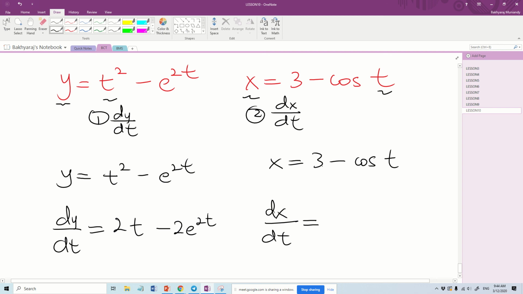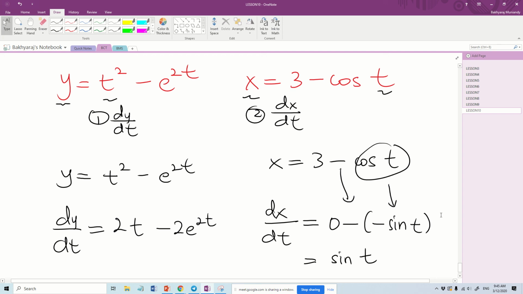What? So 3 differentiates to 0, minus, yeah, correct, negative sin t. Because the minus is here, and when you differentiate this, you get this. So negative times negative will be positive, right? So you get sin t.